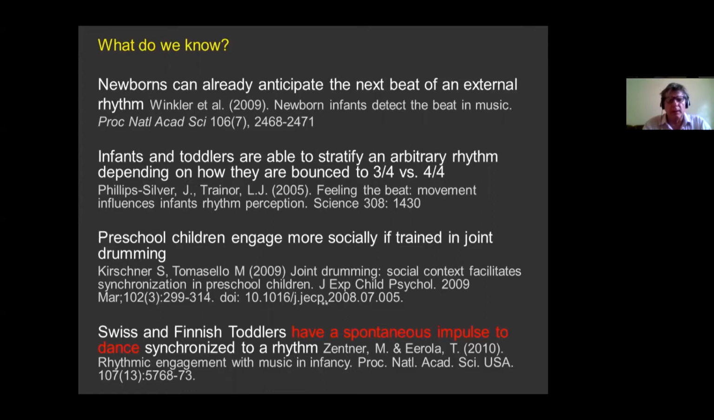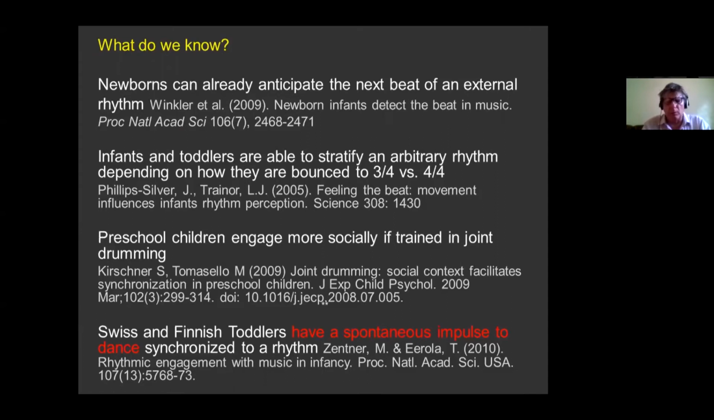And another very interesting experiment has been done by Laurel Trainor and colleagues. If you bounce infants and toddlers in a special rhythm, that's to say every 3 or every 4 beats, then these children later would prefer an interpretation of an arbitrary rhythm in 3 or 4 quarters. And if you make children drum, then they will be more social. And this is just one of these experiments, but there are many more showing that music, even from a very, very young age on, is a very social thing. And a Swiss and Finnish research group has shown that toddlers have a spontaneous impulse to dance.